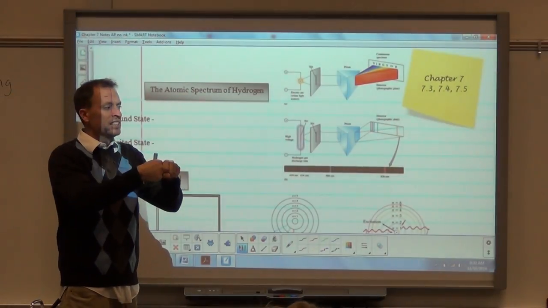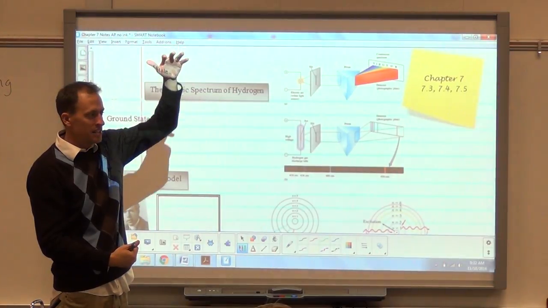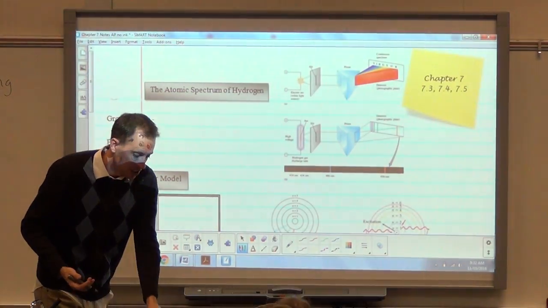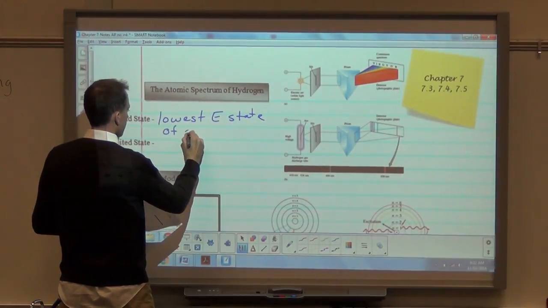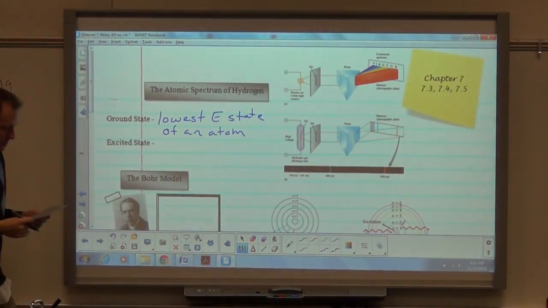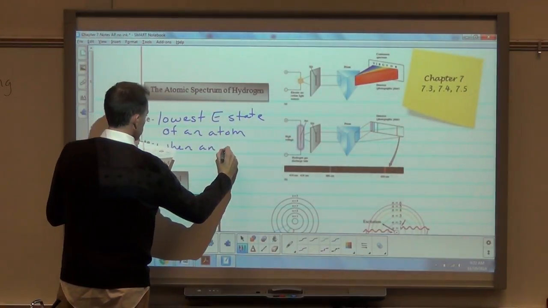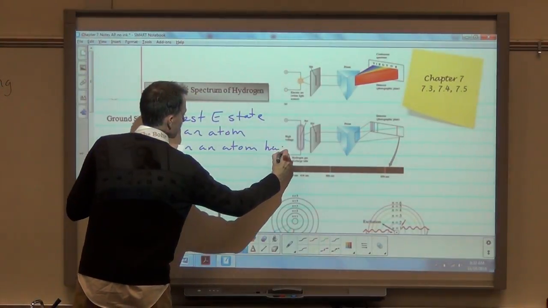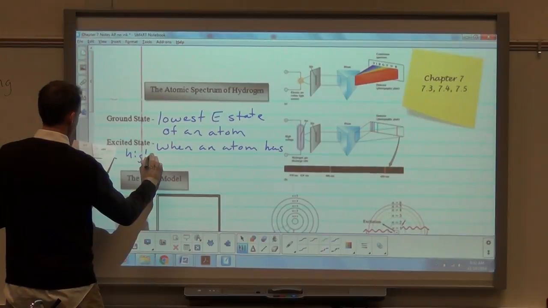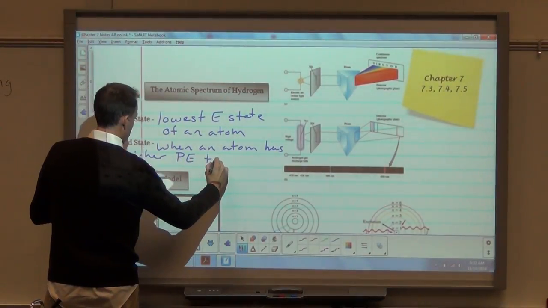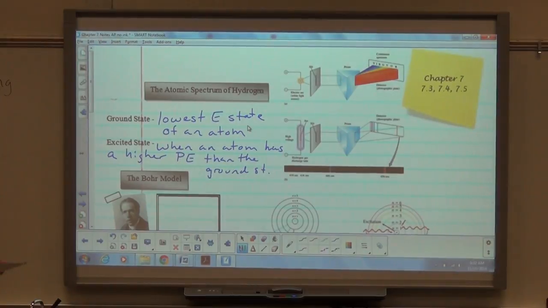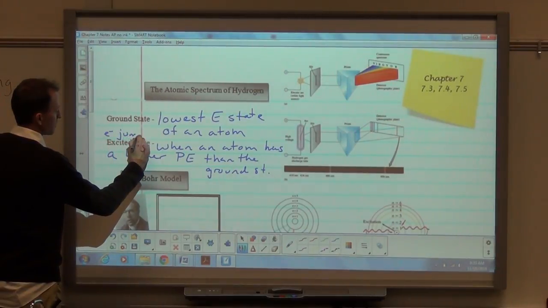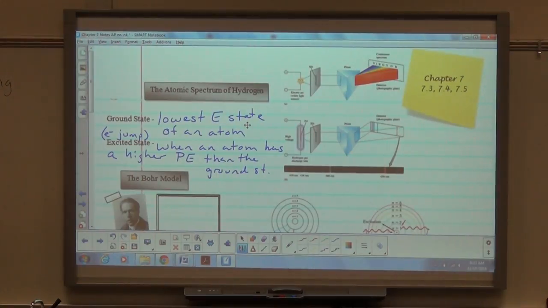Electron sitting here, energy comes in, hits it, causes the electron to get excited, it jumps, and then when it falls, it releases that energy. So the ground state is the lowest energy state of an atom. And an excited state is when an atom has a higher potential energy than the ground state. So usually when electrons jump, that's my excited state, they're jumping.